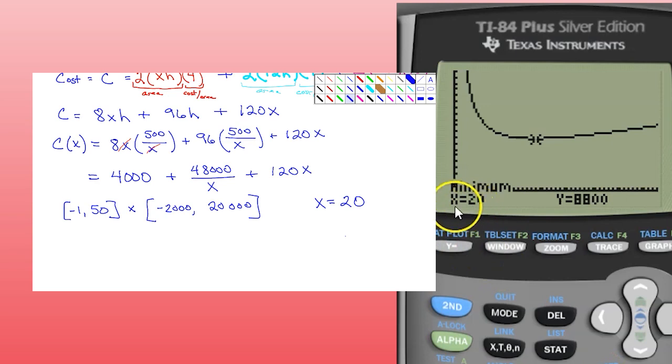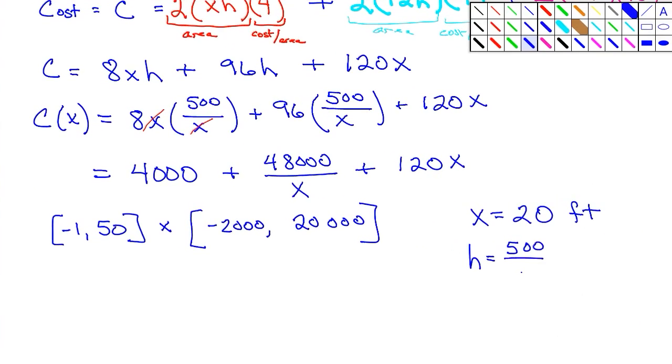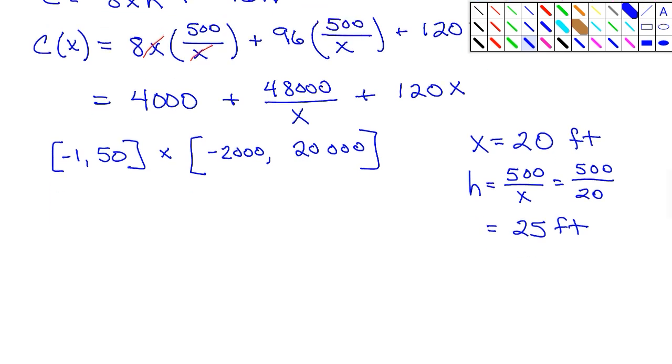So the one dimension of my box is 20 feet. I need to find the height of the box. Well, we have a formula for h. H is 500 divided by x, and the x that I want to use now is 20. So that's going to be 25 feet. So the dimensions that minimize the cost of this box is 20 feet by 12 feet by 25 feet.